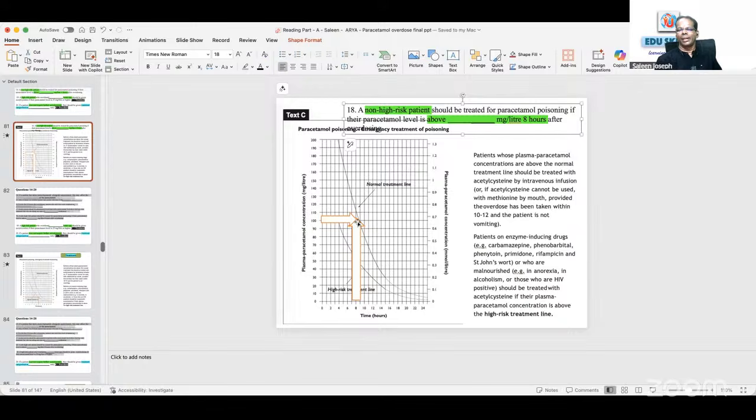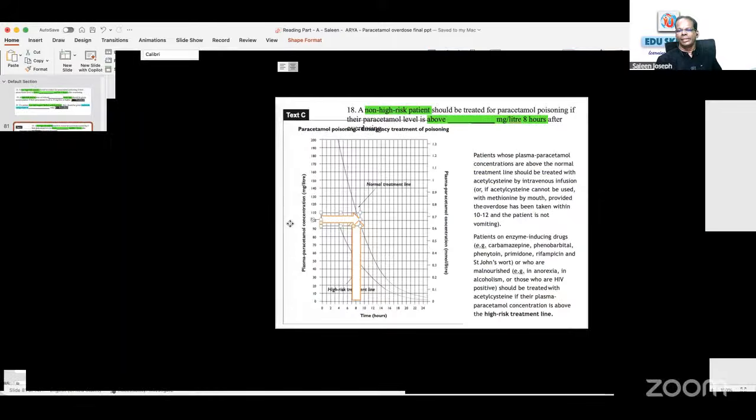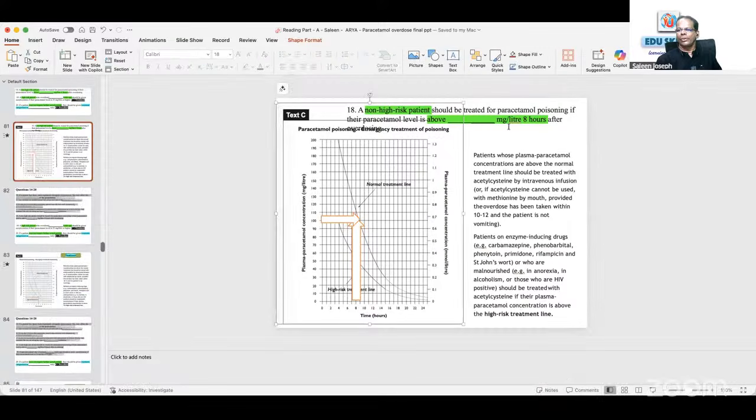Where does it collide? Here, 100, right? They have given the hours in your question. So you have to take a line straight up and see where it connects to this treatment line. So it connects with 100, right? Yes, Father. Exactly that one.